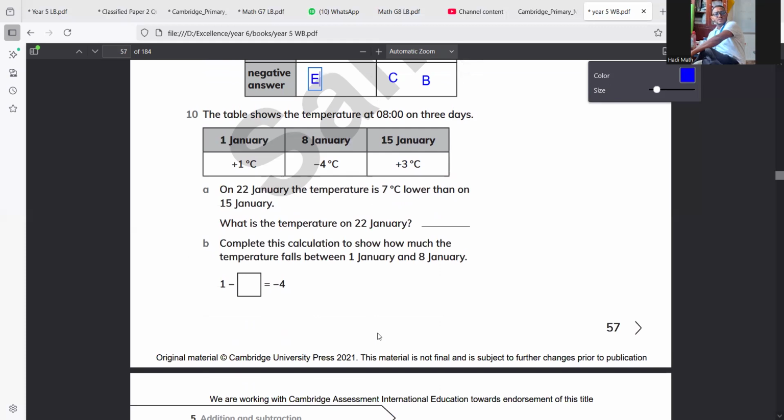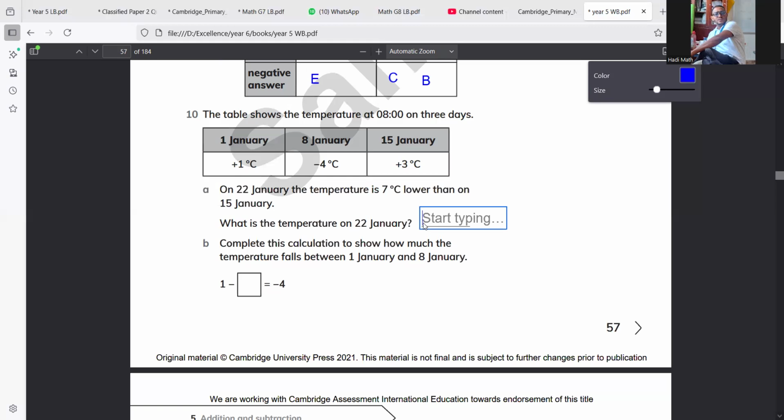Question number 10. The table shows the temperature at 8 on 3 days: 1st January, 8th January and 15th January. They say on the 22nd of January, the temperature is 7 degrees lower than on the 15th January. What is the temperature on the 22nd? To find it, we say it is 7 lower. Lower means you're going to subtract.